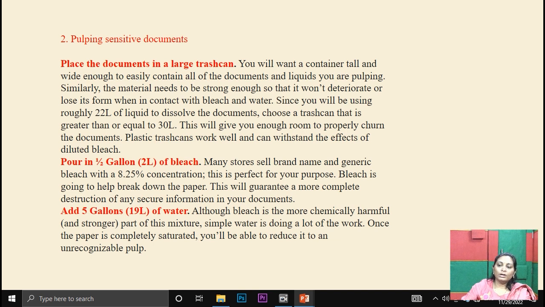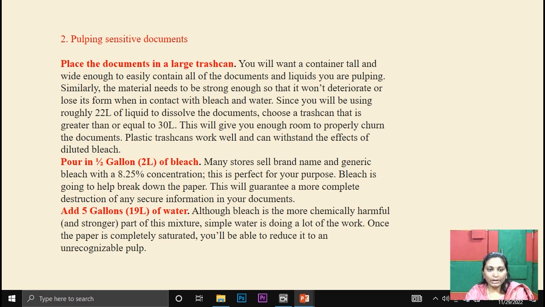We can dissolve our documents in hot water using bleach. Pour in 1/2 gallon, 2 liters, of bleach. Many stores sell brand name and generic bleach with an 8.25% concentration. This is perfect for your purpose. Bleach is going to help break down the paper. This will guarantee a more complete destruction of any secure information in your documents. Our information will be securely destroyed.